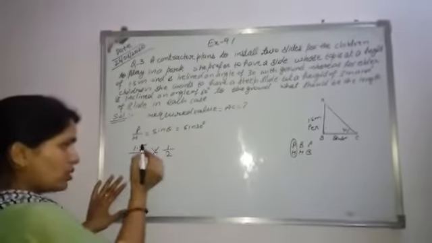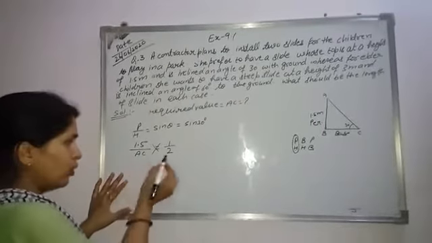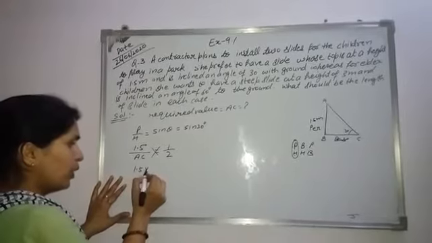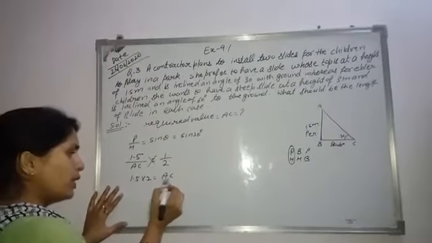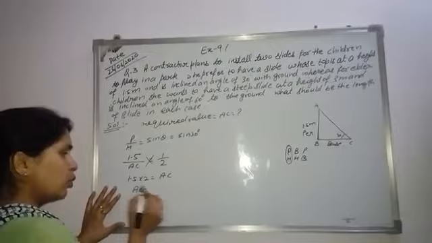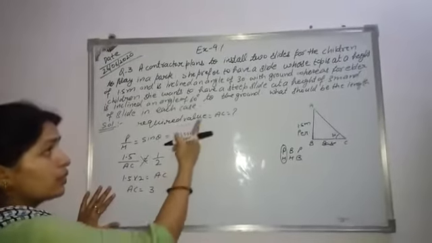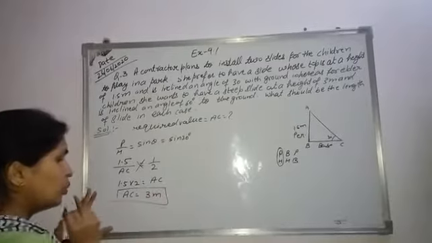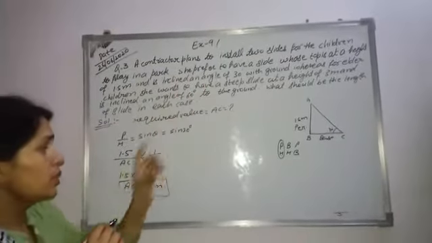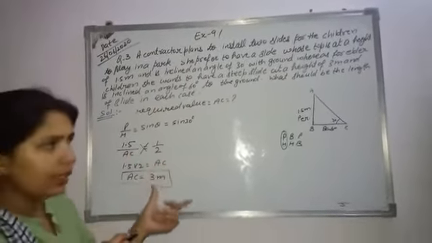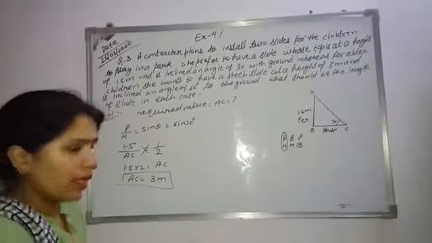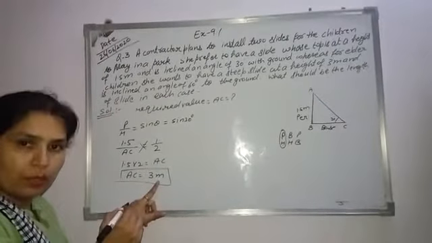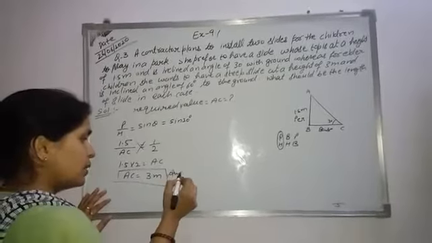Now apply cross multiplication. When we apply cross multiplication, 1.5 times 2 is equal to AC, and AC is equal to 3, and what is the unit here? In meters. So AC is equal to 3 meters. In the first case, what is the length of the slide? The length of the slide is equal to AC, and this is equal to 3 meters. So this is the answer in the first case.